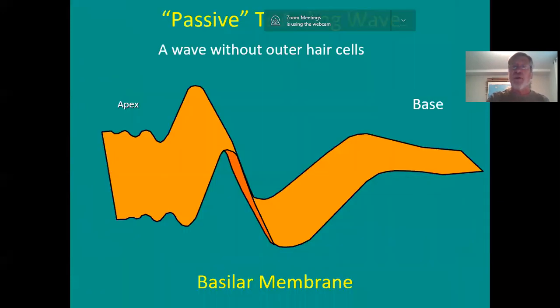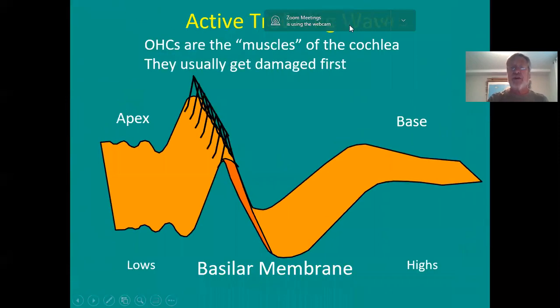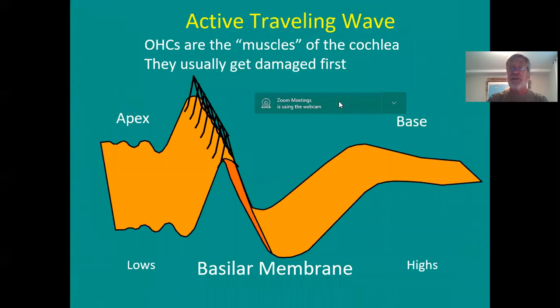Passive traveling wave without outer hair cells. This would be an example of a low-frequency traveling wave, because the ripple or peak is near the apex, and an active traveling wave. Now you can see that two things have happened here. First, the wave got taller, and secondly, the wave got sharper. And remember from acoustics and anatomy that the sharpness of the traveling wave caused by the outer hair cells increases one's delta F. In other words, your ability to distinguish between frequencies close together.